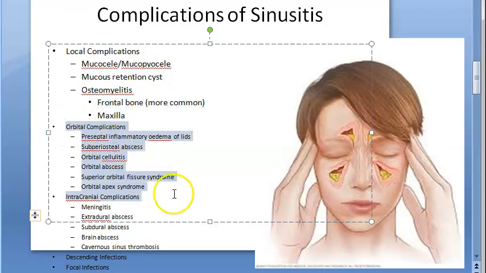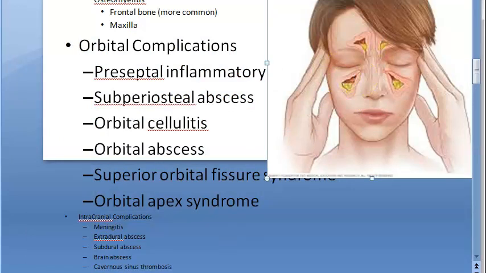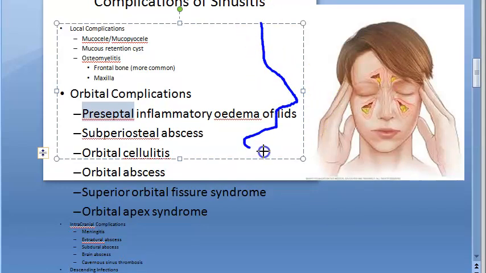Then let's move on to orbital complications. Orbital complications means something to do with the eye. What will be the problems with the eye? Preseptal inflammatory edema of lids. You have the orbital septum. If this is the person's nose and mouth, here you have the orbit, and here there is a septum, the orbital septum. Here you have the eyeball. Before this septum, if there is inflammation, it is called preseptal inflammation, edema of lids.